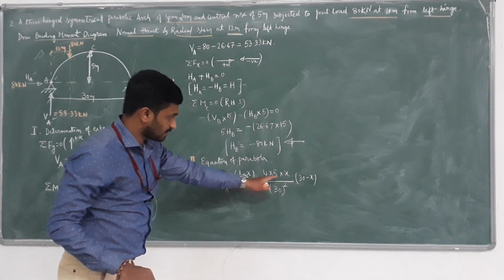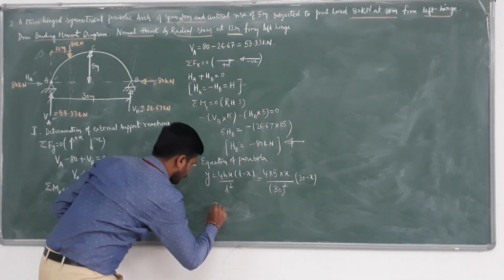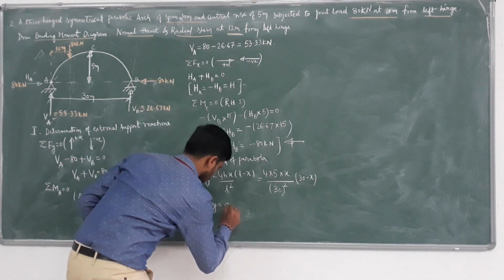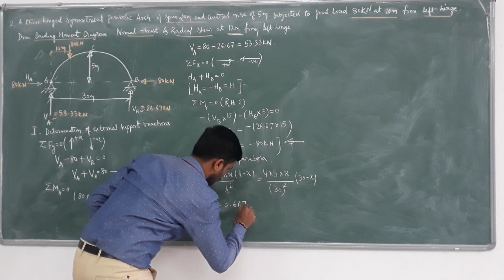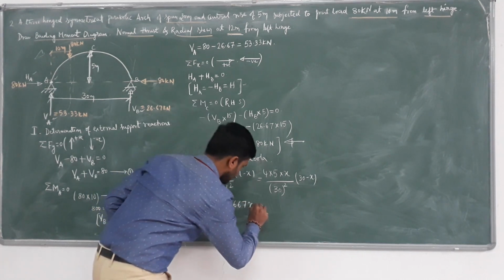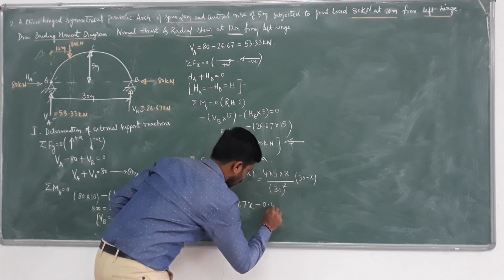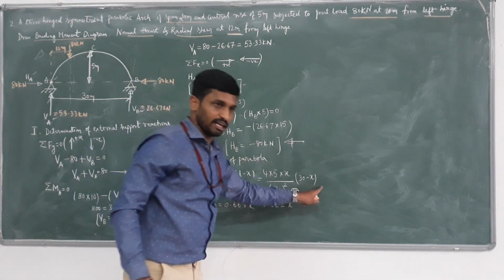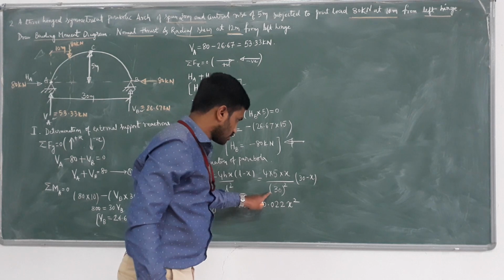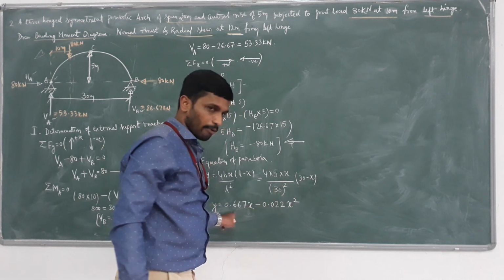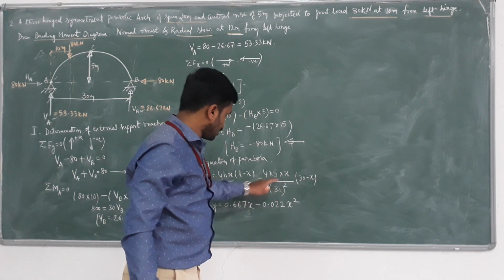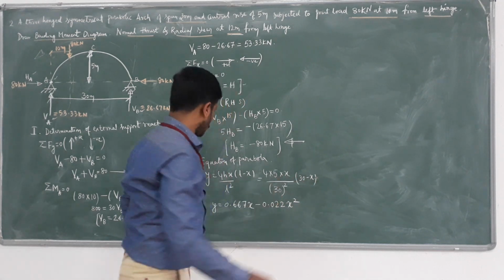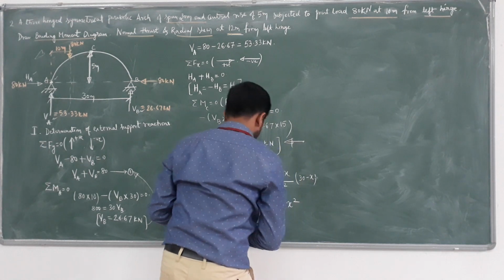Now we just simplify this equation. We are getting the equation for the parabola: y equals 0.667x minus 0.022 x square. Simplifying, 20 divided by 30 square into 30 becomes 0.667, and 20 divided by 30 square becomes 0.022 into x square. So take this as equation number 2.